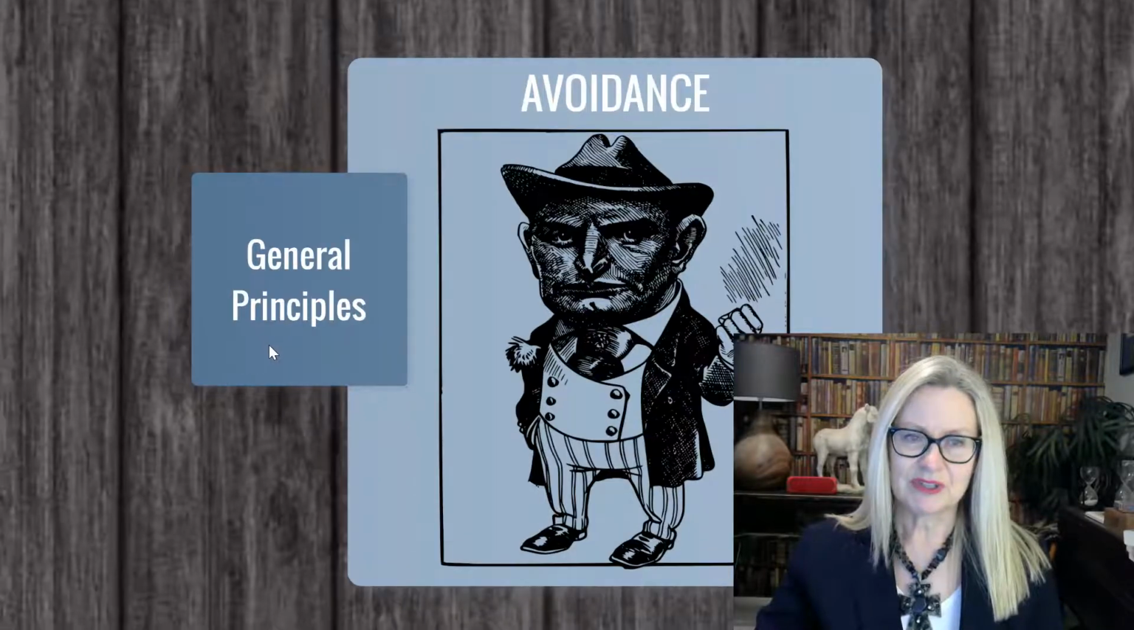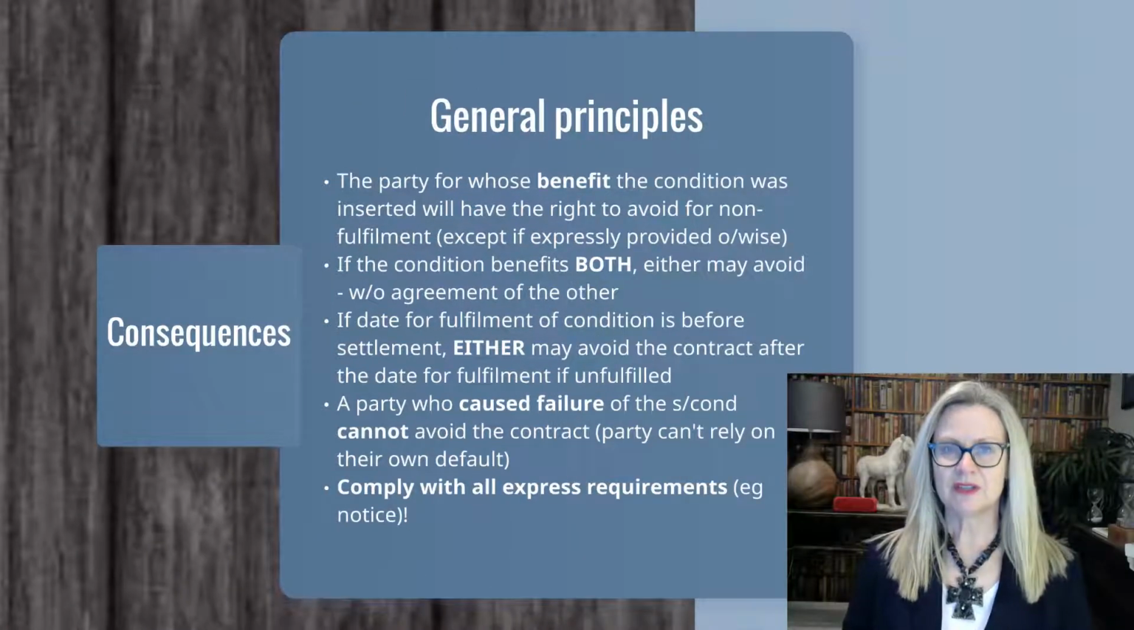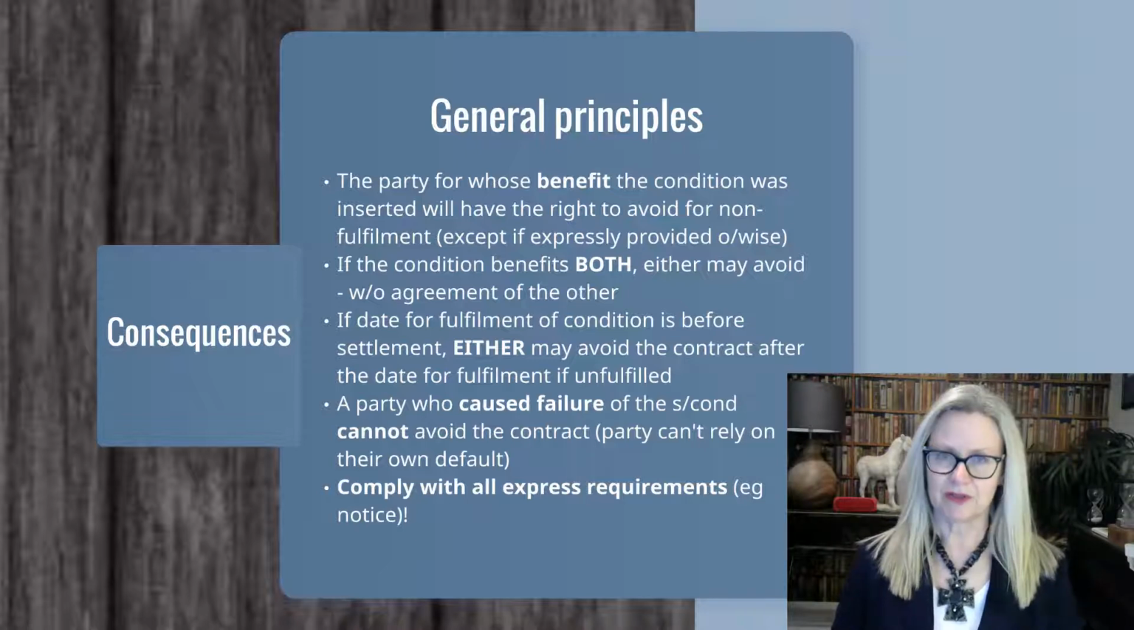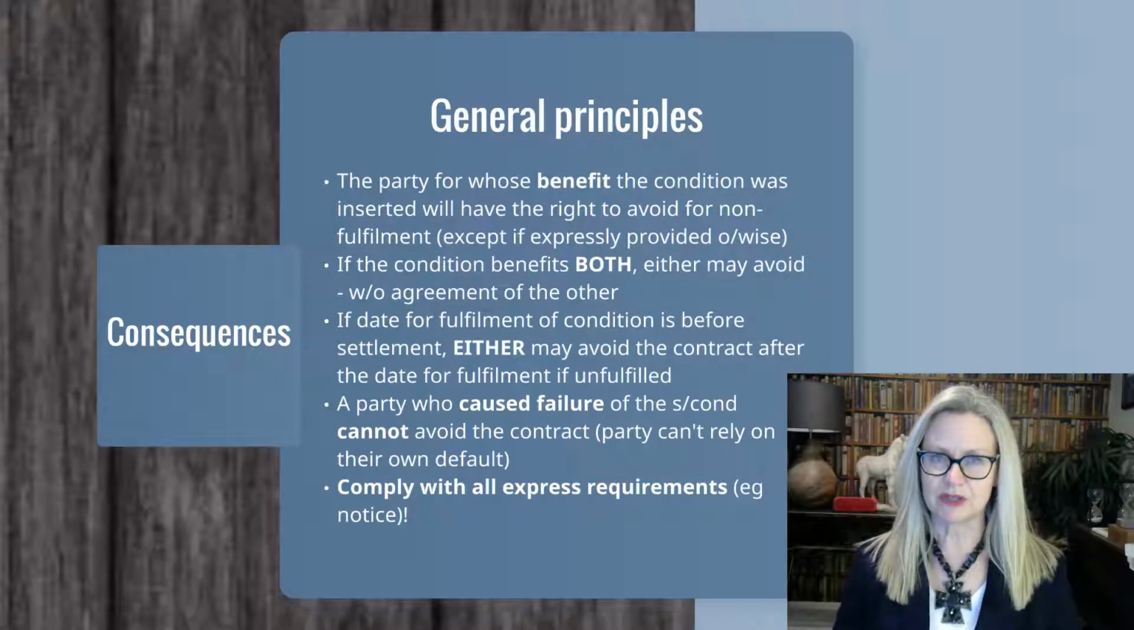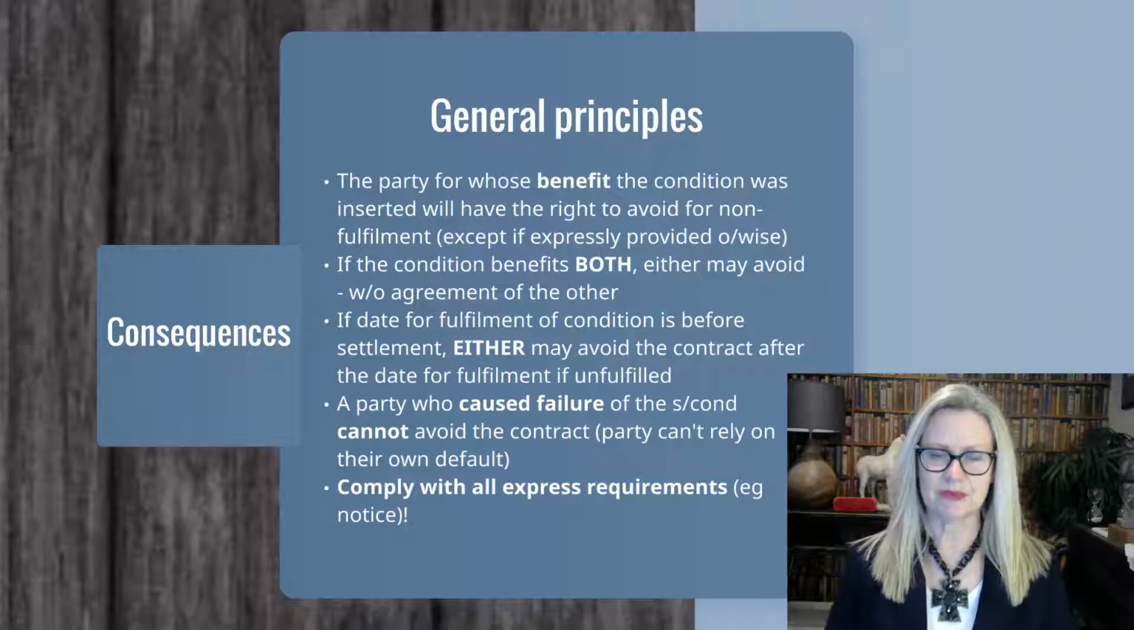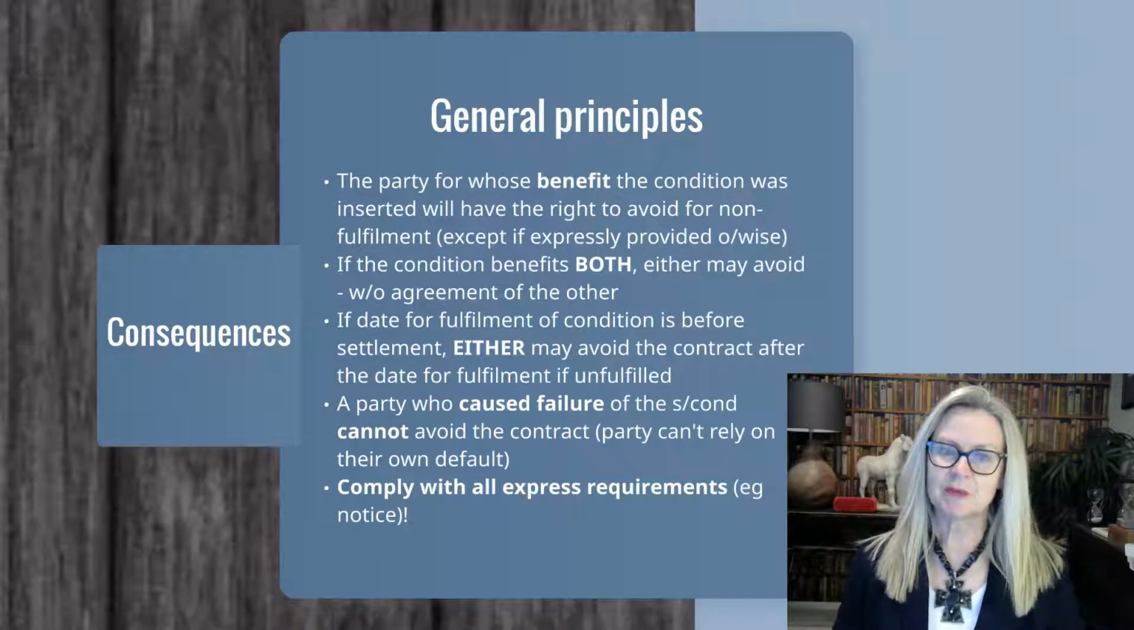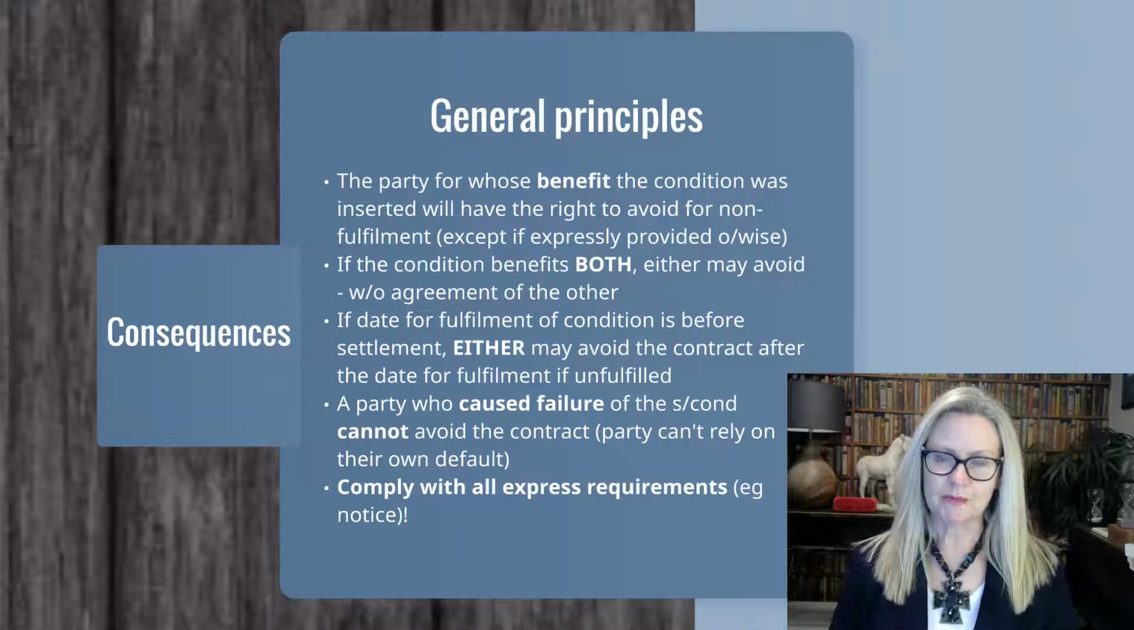So looking at the general principles here. The first thing you need to do is work out whose benefit the special condition was inserted for. The general principle is that the party for whose benefit the condition was inserted will have the right to avoid the contract for non-fulfillment of that special condition, except if there's some other express provision otherwise. So if the condition benefits both, either party is going to be able to avoid the contract without the agreement of the other.